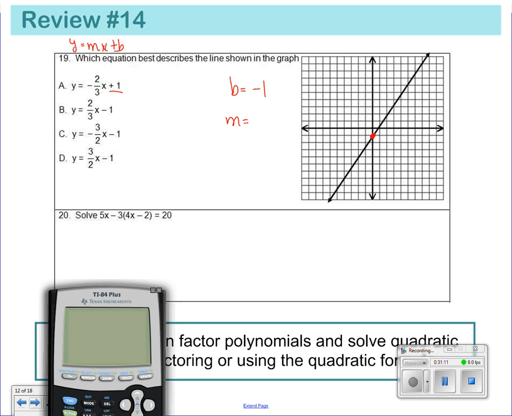In A, we have a y-intercept of positive 1, so it cannot be A. In B, we have a y-intercept of negative 1. That means it can be. C, we've got a y-intercept of negative 1. And D, we have a y-intercept of negative 1. So we've gotten rid of A.